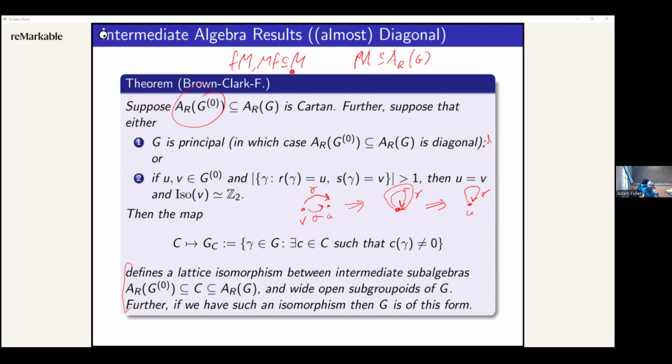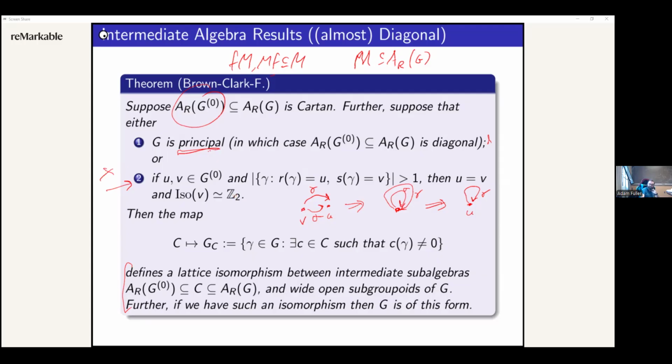And this question goes back to work of Muhly, Saito, and Solel in the von Neumann algebra Cartan inclusion setting. In this setting, we have a theorem where open subsets of our groupoid give us the bimodules when G is principal. So we have a one-to-one correspondence between open subsets of our groupoid and the bimodules if G is principal. In particular, that does not hold here. The bimodule result does not hold with any isotropy. If there's any isotropy whatsoever, then the bimodule result will not hold.